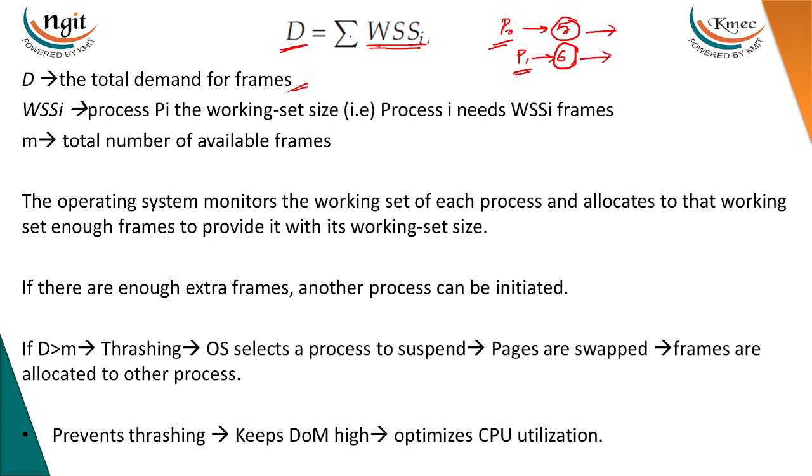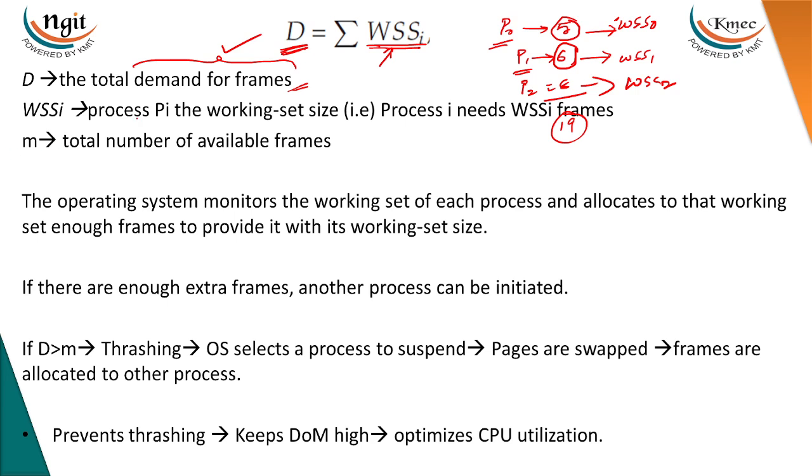Then let's see this one. D is the total demand for frames, equal to the sum of the working set sizes of each process. If WSS of 0 equals 5, WSS of 1 equals 6, and WSS of 2 equals 8, then what is D? D equals 5 plus 6 plus 8. This will be the total demanded frames.